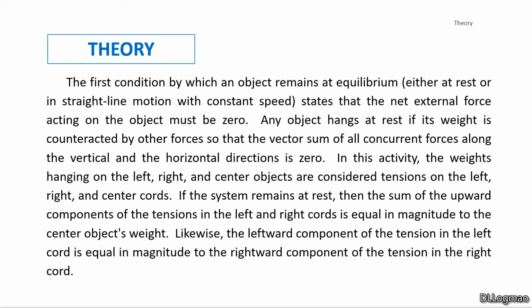In this activity, the weights hanging on the left, right, and center objects are considered tensions on the left, right, and center chords. If the system remains at rest, then the sum of the upward components of the tensions in the left and right chords is equal in magnitude to the center object's weight. Likewise, the leftward component of the tension in the left chord is equal in magnitude to the rightward component of the tension in the right chord.